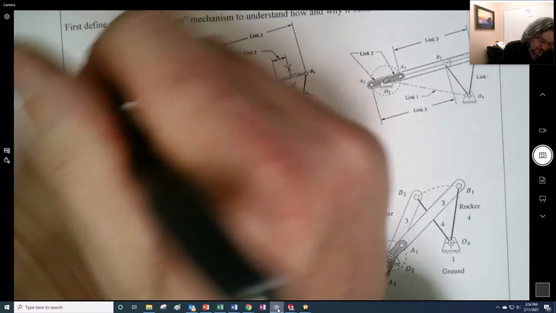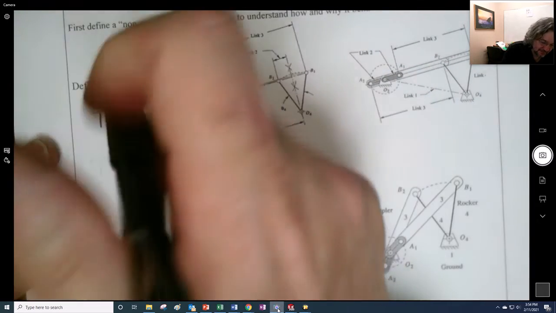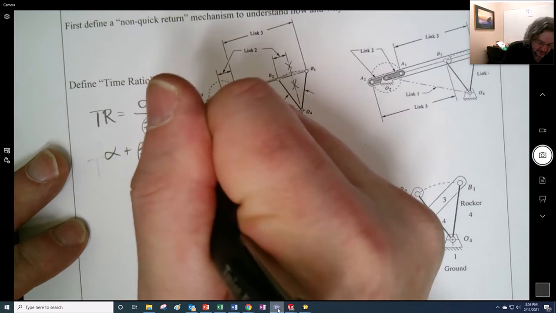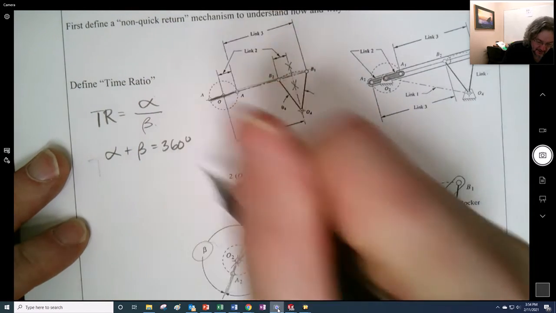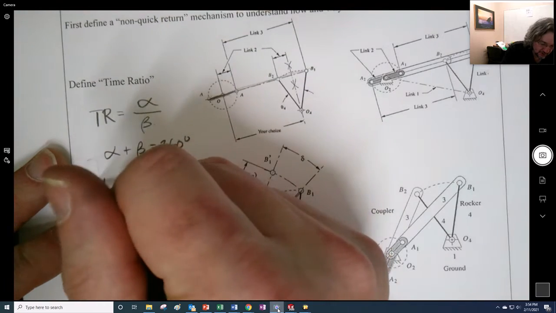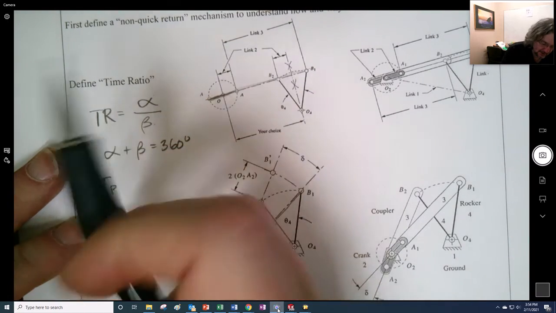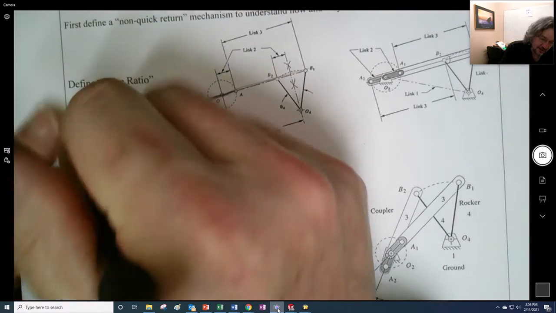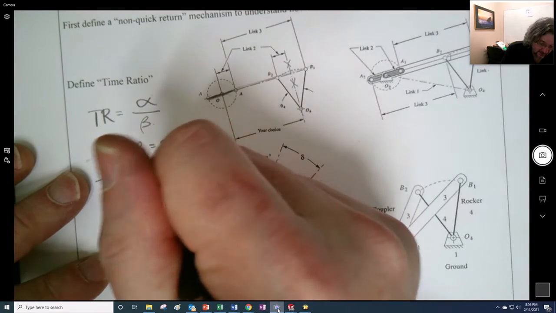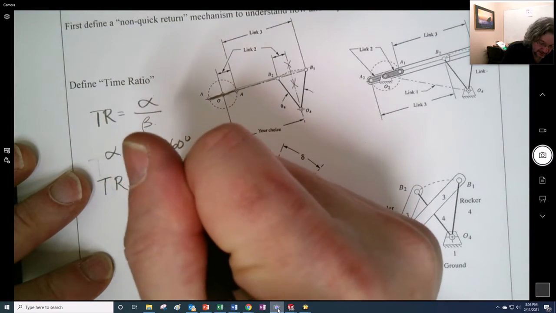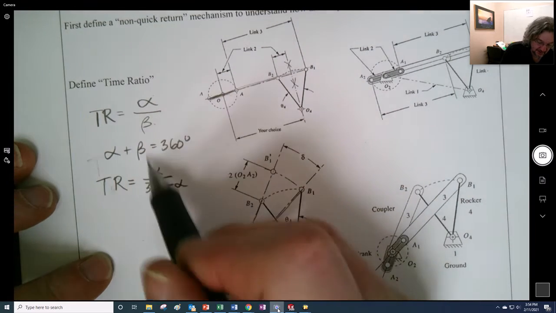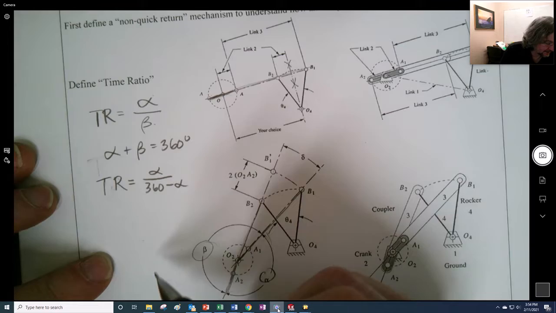There is a relationship between alpha and beta, obviously, that alpha plus beta is equal to 360 degrees, right? So you could replace it. TR is going to be alpha divided by 360 minus alpha, right? Just subtracting, sticking that back in there.